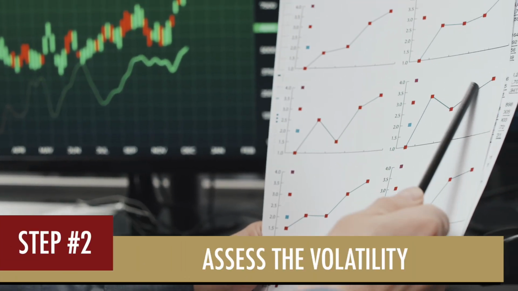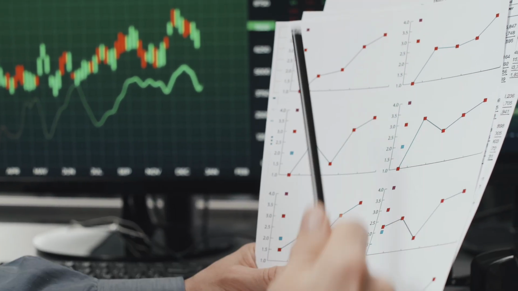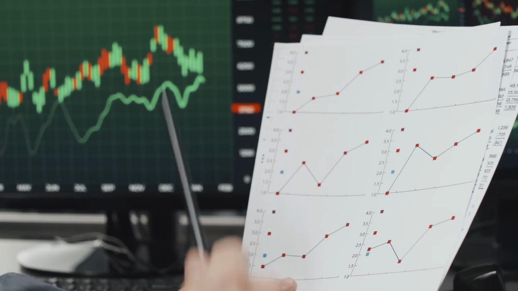Secondly, you're going to go in and assess the volatility. Make sure you look at the historical price movements to gauge the investment's volatility. Higher volatility indicates greater potential risk, obviously.